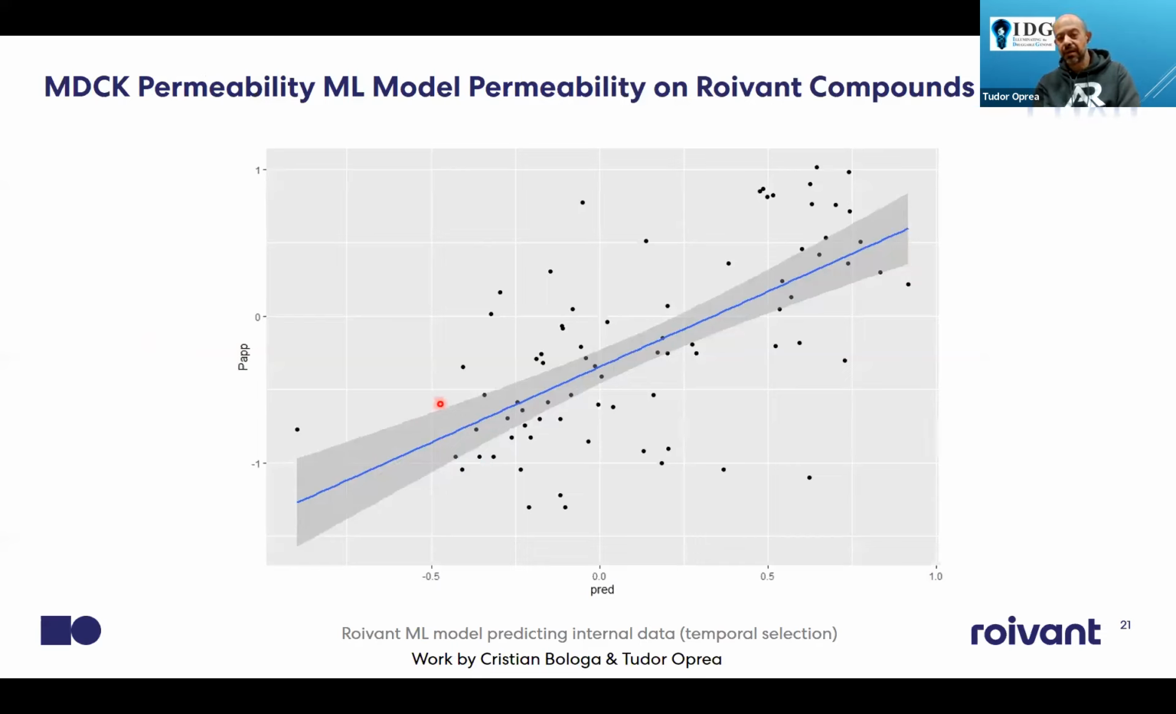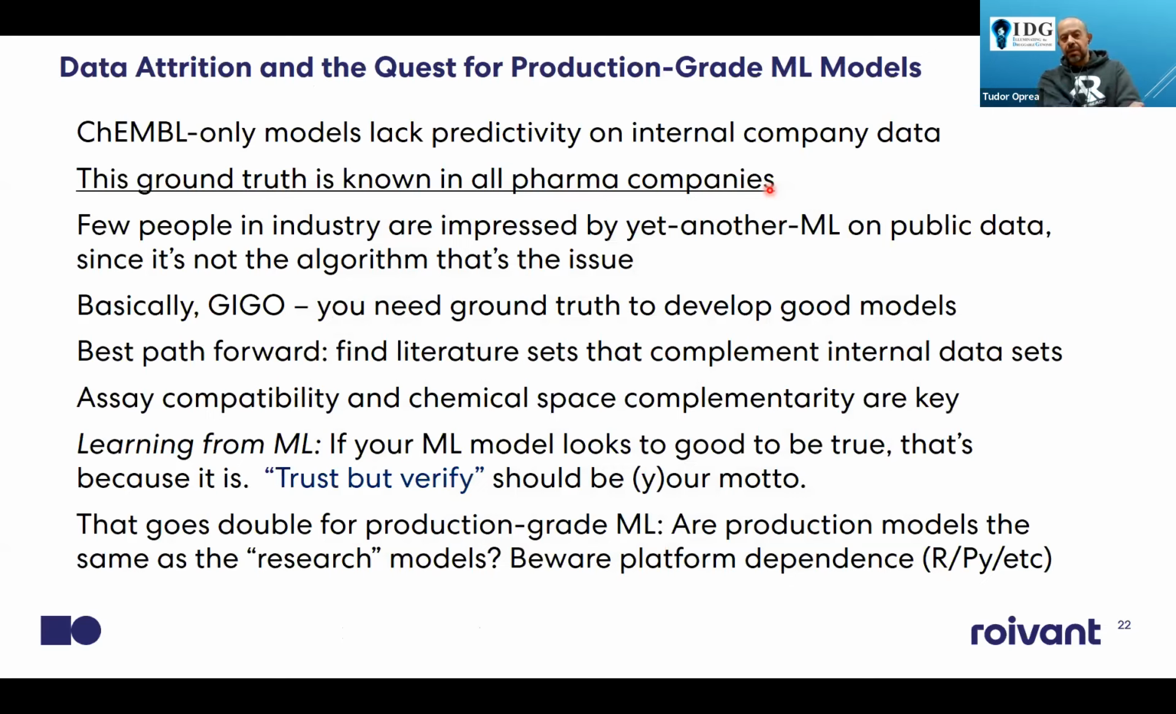And then once you do that, the prediction is, of course, within 1 log unit, which is pretty good when it comes to qualitative evaluation. So the lessons that we take from doing production grade machine learning is that you really need data that is compatible with internal company data, and you can't just keep using literature data to build models, because the problem is not the algorithm. The problem is having good quality data that you feed into the model.